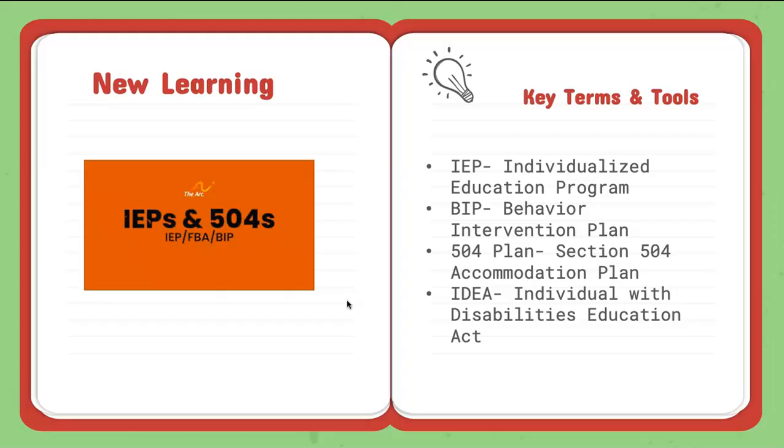I also learned about a 504 plan, which is a Section 504 accommodation plan. This provides disability accommodations for students who do not need special education. This ensures equal access under civil rights law. The IDEA, the Individuals with Disabilities Education Act, is a federal law that guarantees students with disabilities the right to a free, appropriate public education, to protect access and require schools to provide these services.